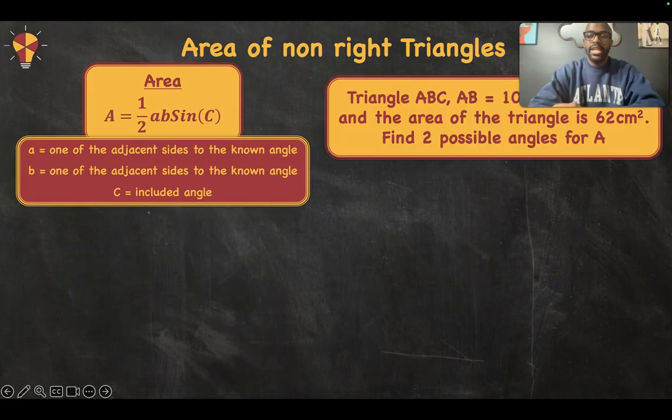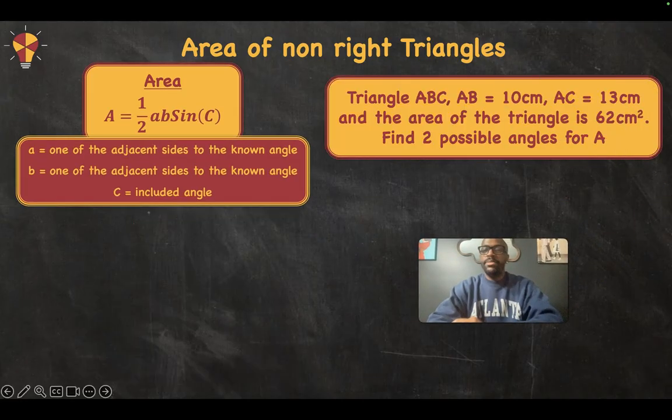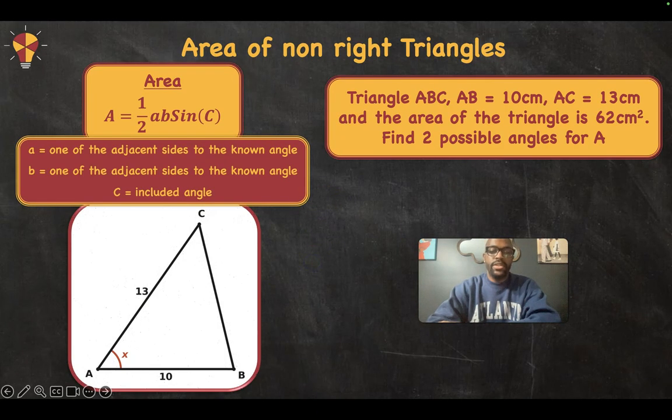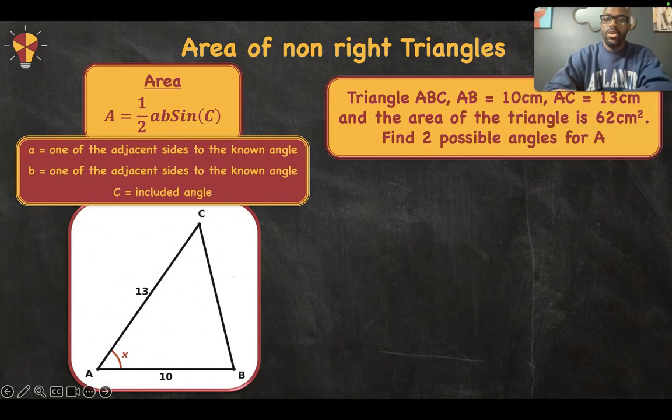So now let's look at our last example here. Let's say triangle ABC. Let's say side AB is 10, side AC is 13, and the area of the triangle is 62. Find the two possible angles of A. All right, so let's draw it first. So this is what we got. We got two sides and we're looking for this angle here. But we do know that the area is 62.